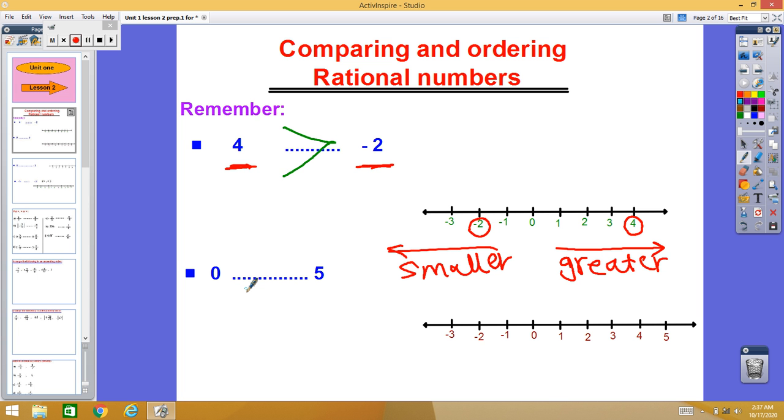Now I'm going to use a number line to compare between 0 and 5, and I will mark number 0 on the number line and then mark number 5 on the number line. Which one's farther to the right on the number line? For sure number 5 is to the right and number 0 is to the left. So number 5 is greater than number 0.